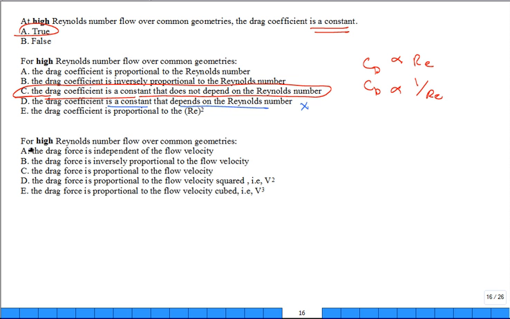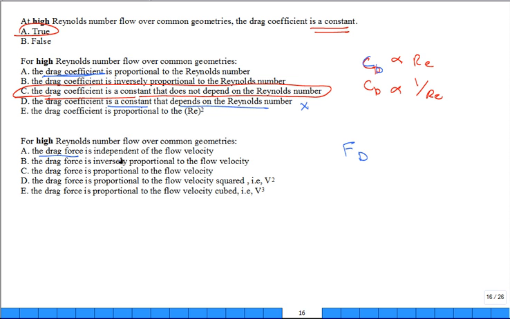All right, how about the next question? For high Reynolds number flow over common geometries, the drag force, this F of D, not to be confused with the drag coefficient, which is C sub D. The drag force is which answer? I'll let everybody think of it, and then I'm going to check their answers, okay?